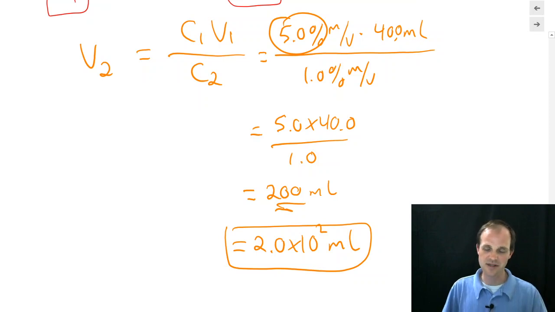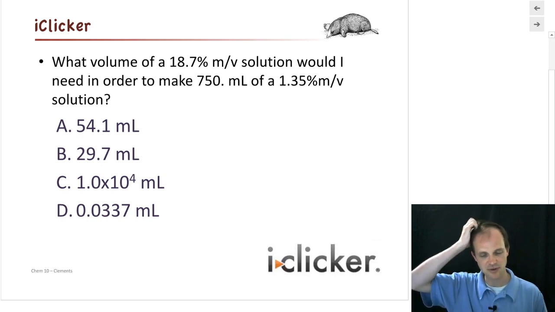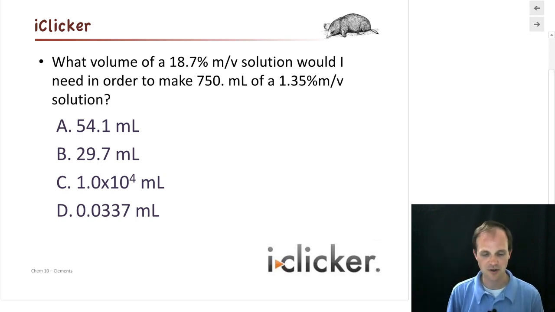So I started with one solution, I diluted it, and I wanted to figure out how much I could make. Here's another one that you can try. What volume of an 18.7% m over v solution would I need to make 750 milliliters of a 1.35% solution? So here I know how much I'm making, but I want to know how much I need to start with in order to make it. So pause it, try the equation out, and see where you go.